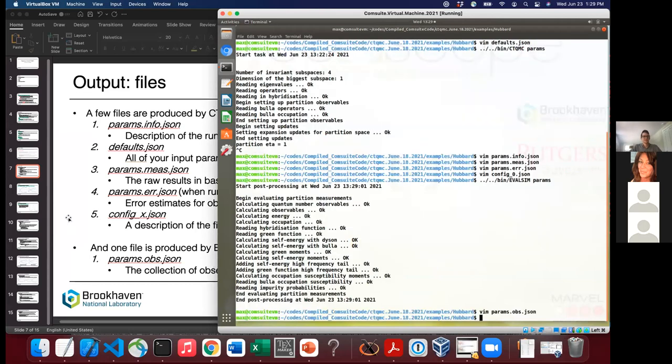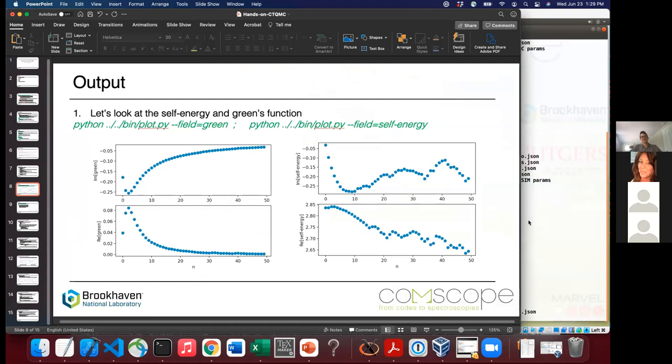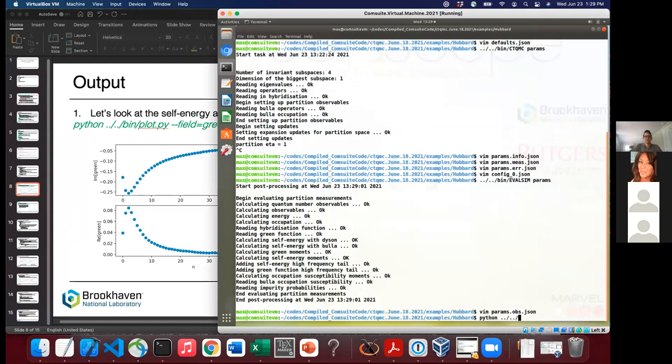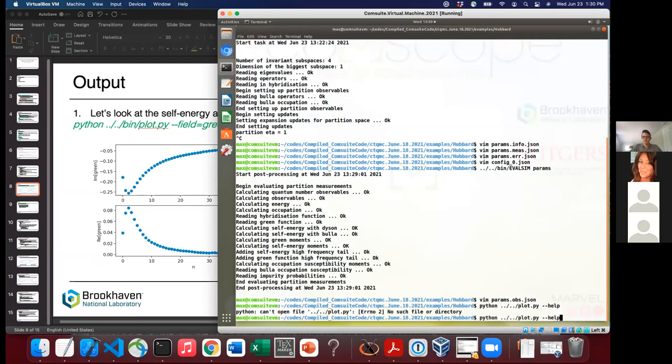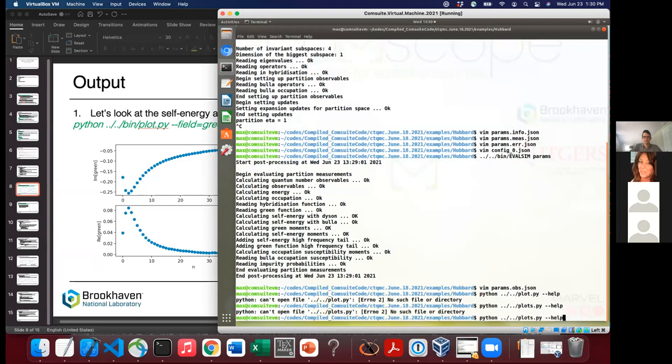But probably an easier way to look at these than looking at this long string of numbers is I've made this Python script, plot. Did I misspell this? Is it plots? You need to add bean. You're right. Yeah, bean. Thank you. Okay.